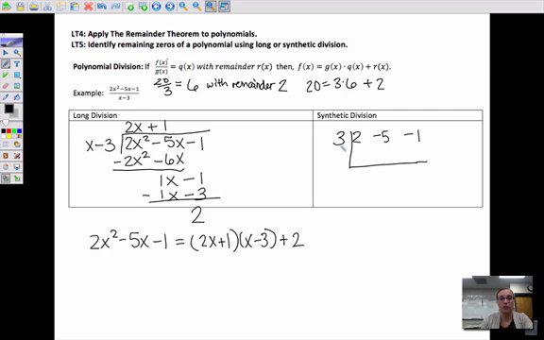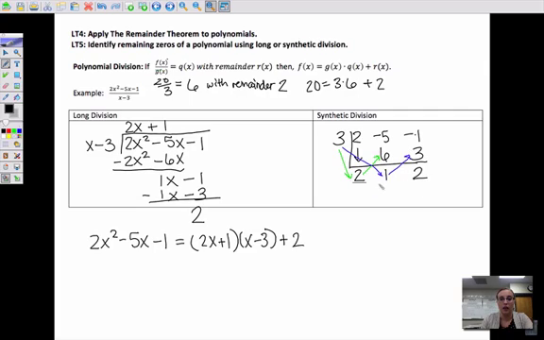So here's how synthetic division works. I'm just going to bring down the 2. You always bring down the first term. Then I'm going to multiply 3 times 2 and put the product here. So 3 times 2 is 6. Then I'm going to add these together. Negative 5 plus 6 is 1. And then I'm going to do the same thing that I did last time. I'm going to do 3 times 1 and write the product over here, which is 3. Then I'm going to add negative 1 plus 3, which is 2.